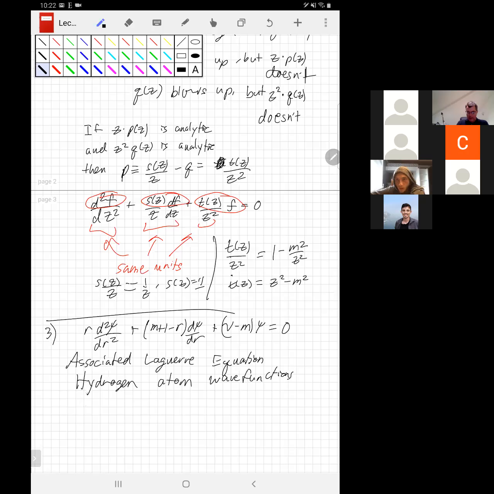And again, we can divide out r, and we'll see that there is a singularity, but it's a pretty nicely behaved singularity. We get d squared psi by dr squared plus m plus 1 minus r over r d psi dr plus nu minus m over r psi equals 0. And I'm going to multiply top and bottom by r just to make it manifestly obvious what the s and t are.